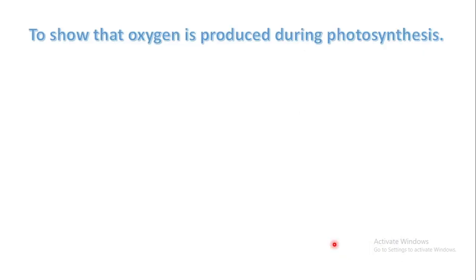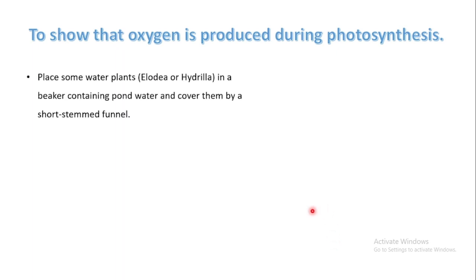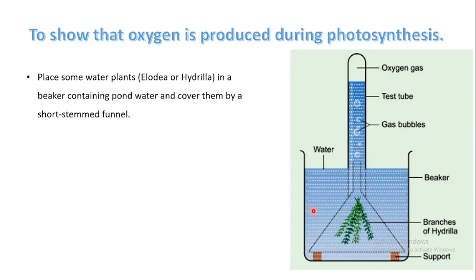Now let us see another experiment to show that oxygen is produced during photosynthesis. So now we are talking about the product. The product of photosynthesis is oxygen. Let us see an experiment. Place some water plants like hydrilla or elodea in a beaker which contains pond water and cover them with a short stemmed funnel. So see here, you have taken this hydrilla plant and covered it with a funnel which has a very short stem, not a very long stem funnel.